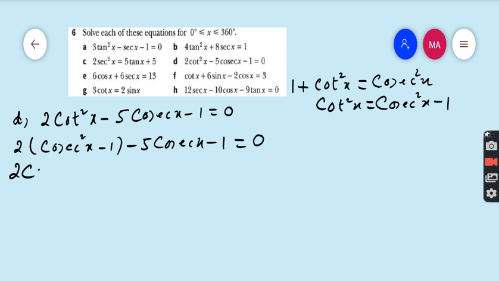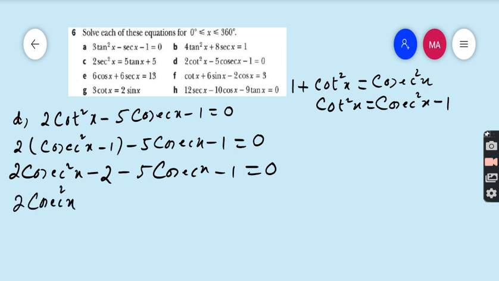2 multiplied by cosec square x is 2 cosec square x. 2 multiplied by minus 1 is minus 2, minus 5 cosec x, minus 1 equals 0. 2 cosec square x minus 5 cosec x, minus 2 minus 1 is minus 3, equals 0. So this is the quadratic equation reduced in a single trigonometric function. Factorize it. 3 times 2 is 6, and 6 minus 1 is 5.